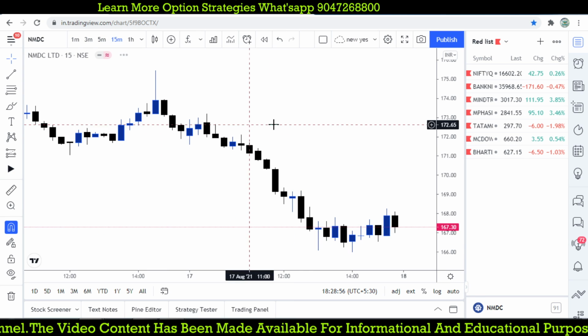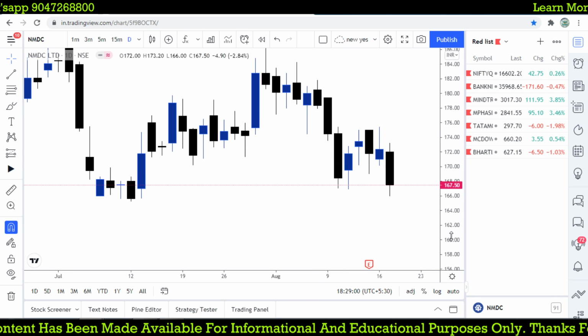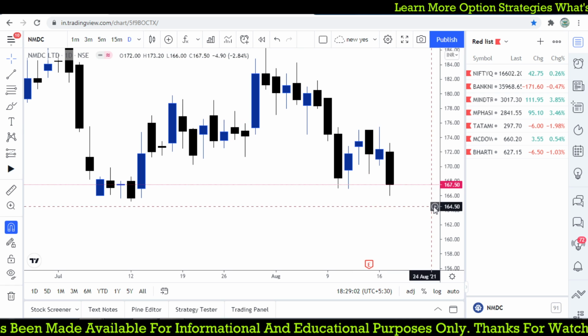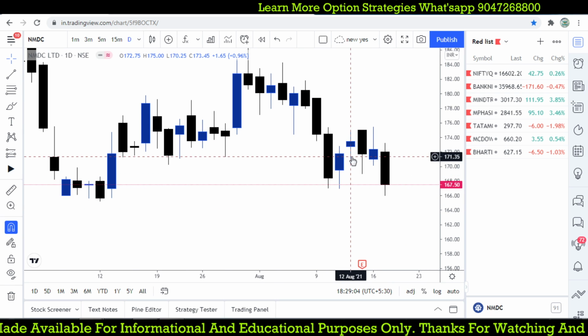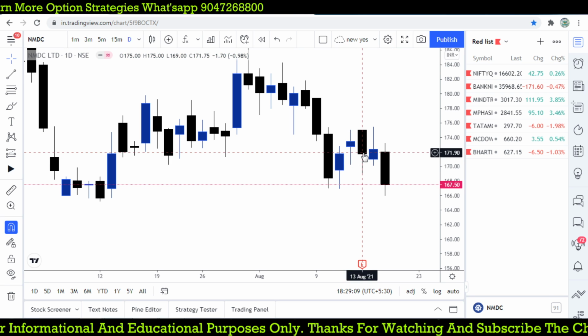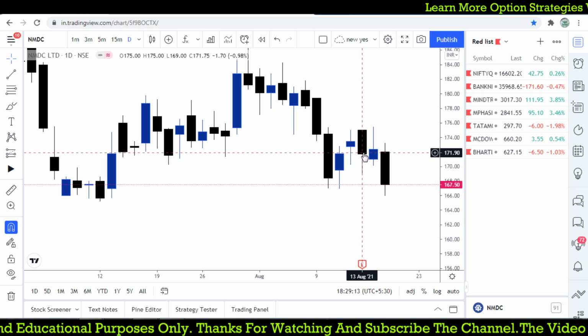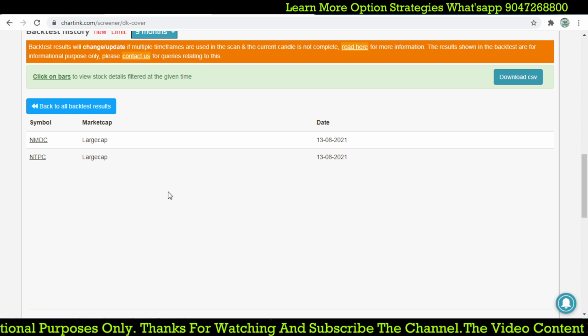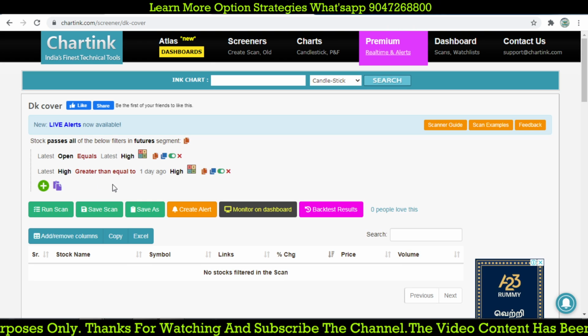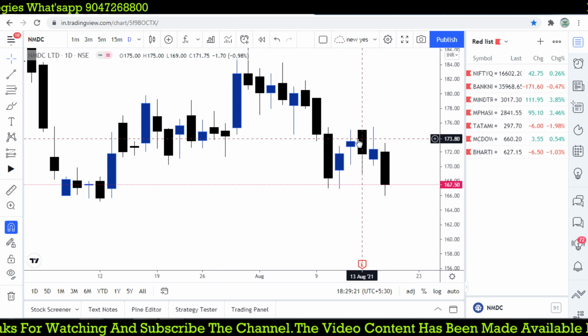NMDC, which forms on the daily basis on 13th August. The previous day high is 175, and the next day it opened at 175 as the high. So it is equal, greater than or equal, which is the condition we have given here. The latest high is greater than or equal to the 1 day ago high.